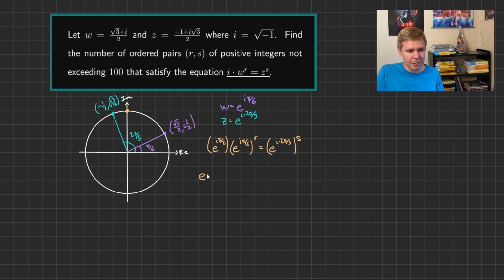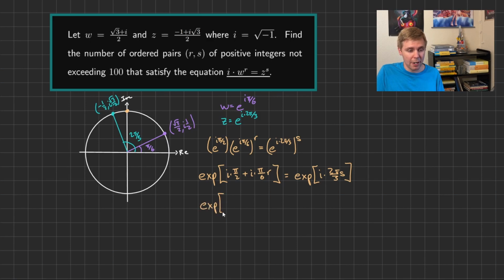And for clarity, so that I can write big enough, I'm going to use the notation where instead of e to the power, I'm going to write exp and then put the power inside here. So this will be e to the power of i times pi over 2 plus i times pi over 6 times r. And that should be equal to e to the power of i times 2 pi over 3 times s. And then multiplying both sides by e to the negative i 2 pi s over 3, I would get this.